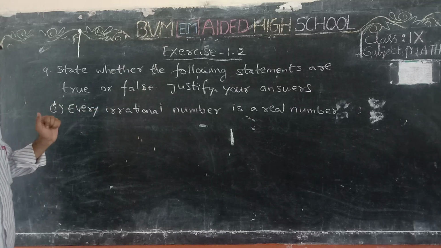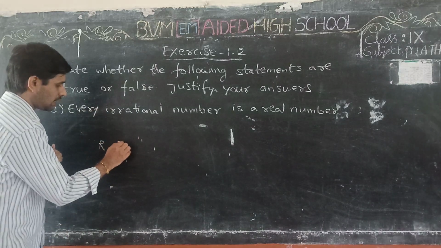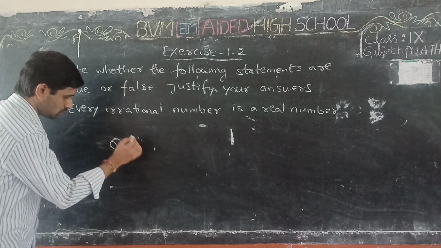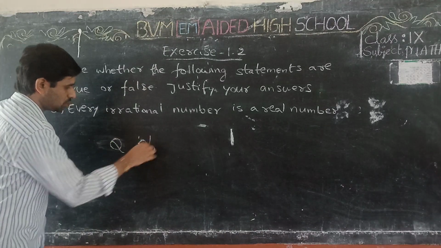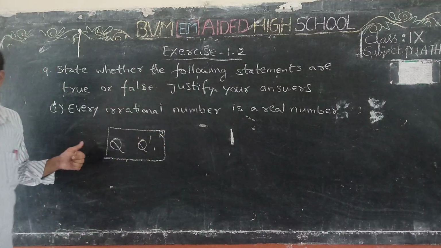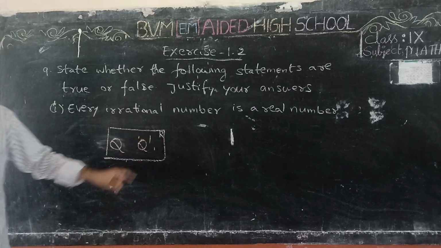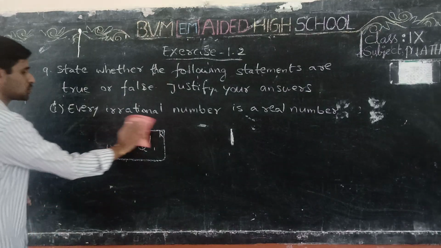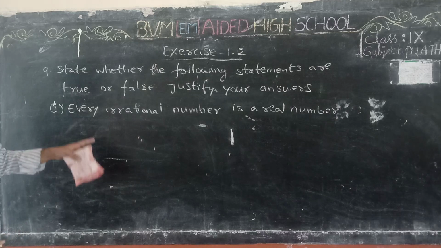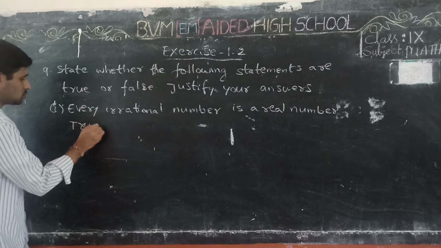It is true, because all the rational numbers and irrational numbers, rational numbers means Q, irrational numbers means Q dash, this collection is real numbers. So all the rational numbers are real numbers, all the irrational numbers are real numbers. So this statement is true since irrational numbers are part of real numbers.